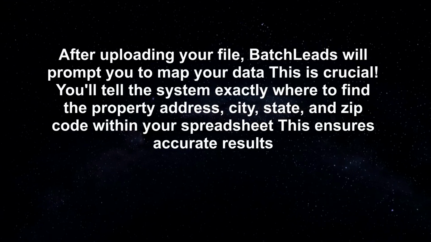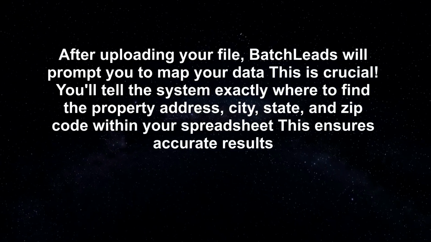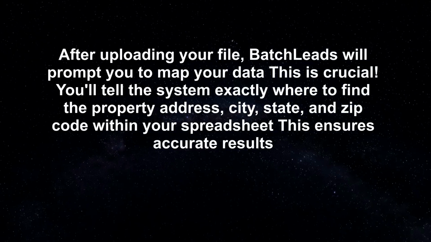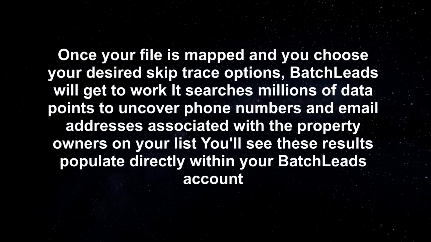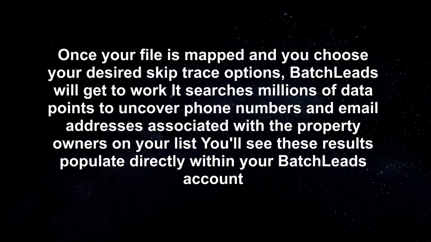After uploading your file, Batchleads will prompt you to map your data. This is crucial. You'll tell the system exactly where to find the property address, city, state, and zip code within your spreadsheet. This ensures accurate results. Once your file is mapped and you choose your desired skip trace options, Batchleads will get to work.